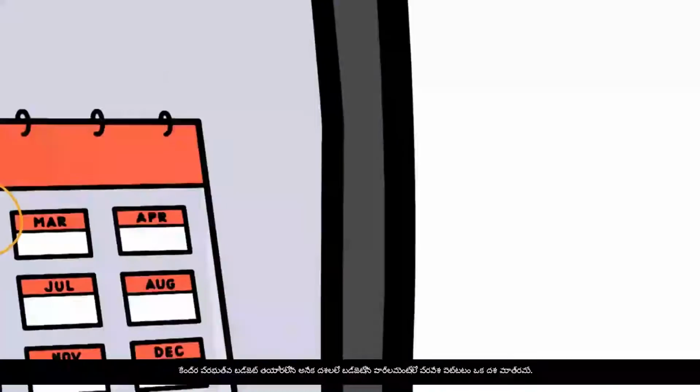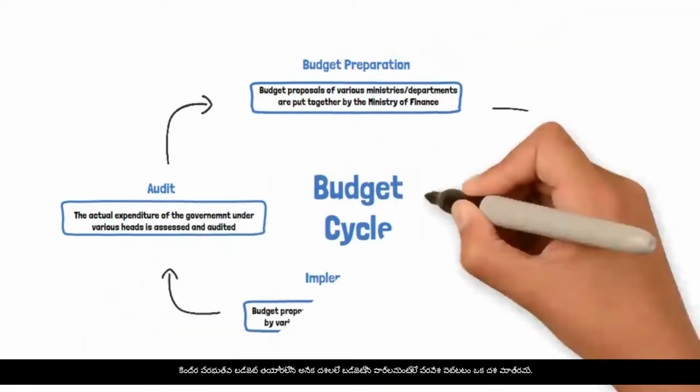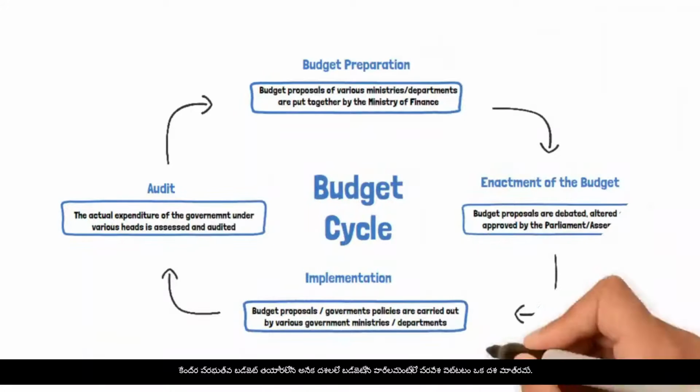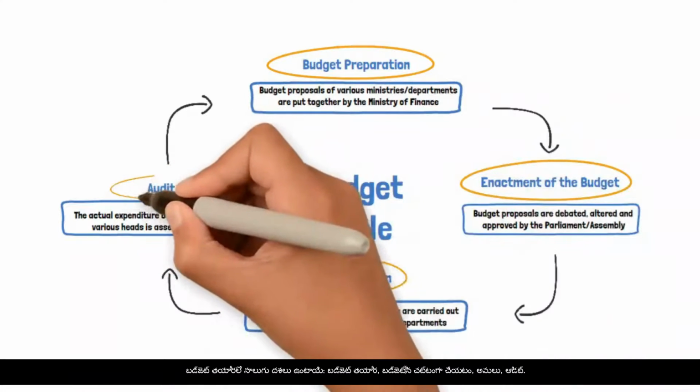However, presentation of the budget in Parliament is just one of the several steps in the budget cycle of the union government. The budget cycle has 4 stages: budget preparation, enactment of the budget, implementation, and audit.